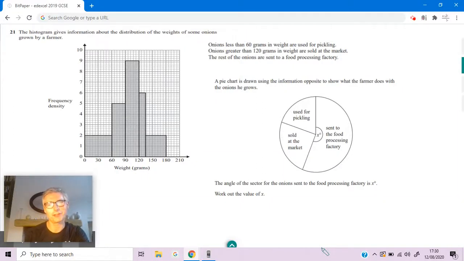I'm continuing to go through the Edexcel Higher Tier paper from 2019. This is paper 3 and we're on question 21.